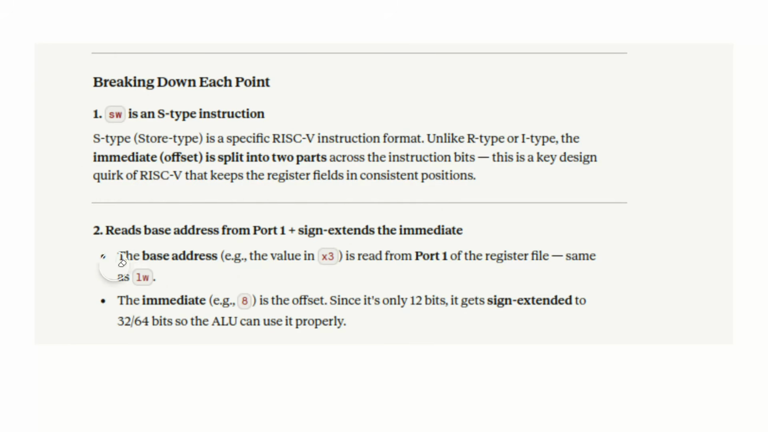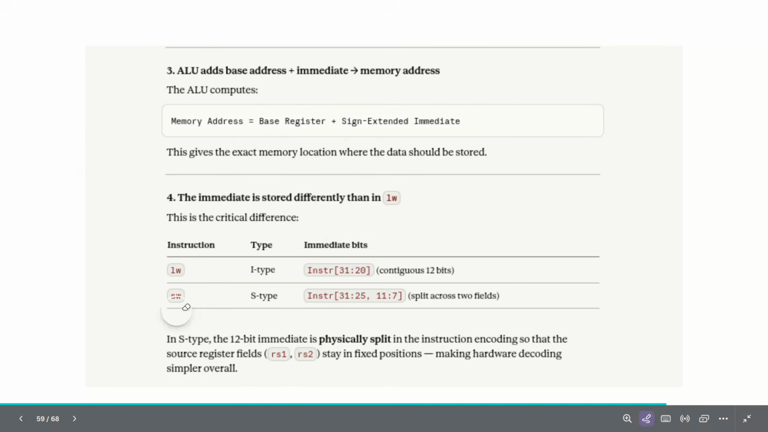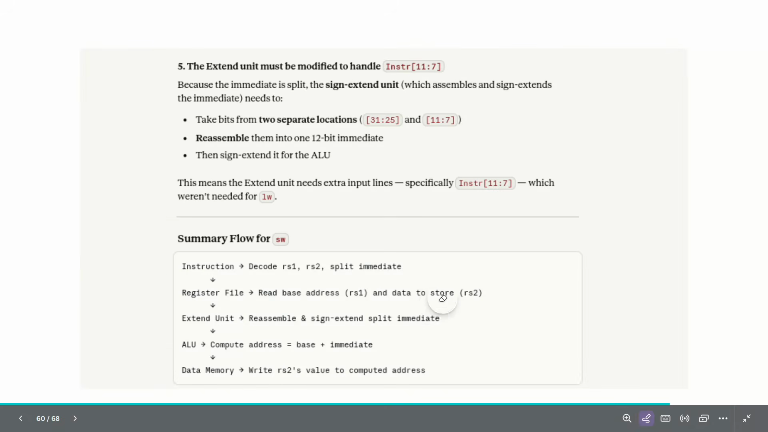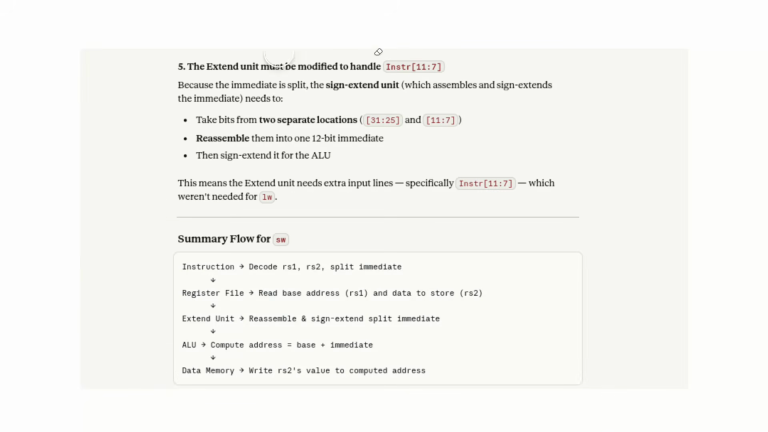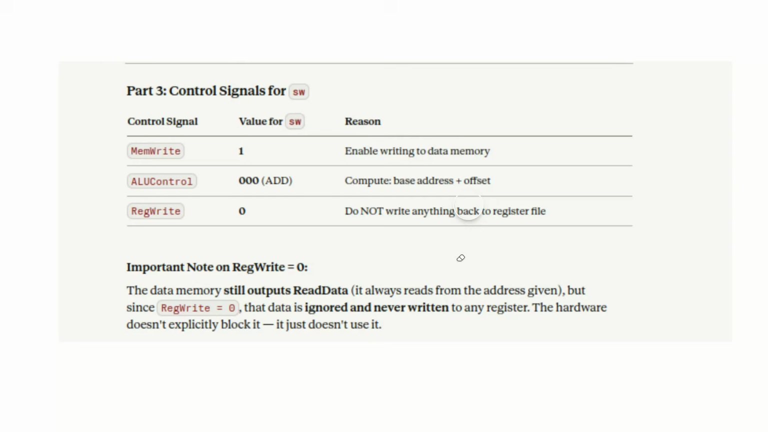Now the base address is first of all sign extended, we have understood this, and then base register plus sign extended immediate gives us the memory address in which we have to write the data. Now in S type the immediate is split, so we have to reassemble it using this extender. The extender reassembles them into this 12-bit value. That is why we use the extender here. Understood? So that is the complete path of the instruction.